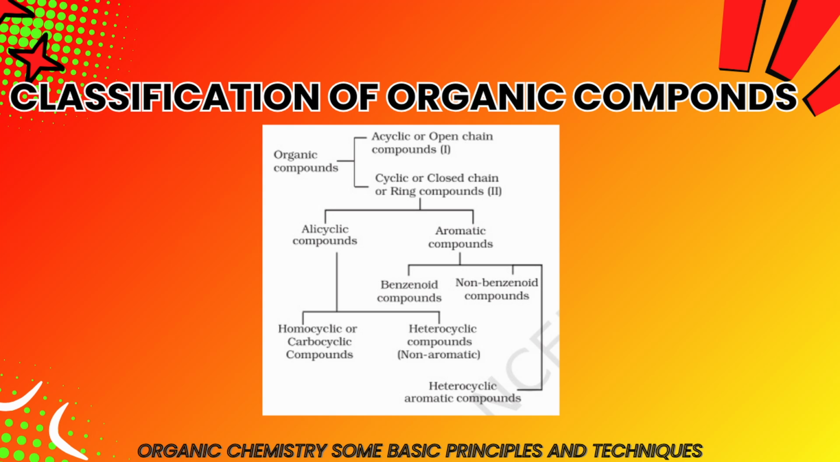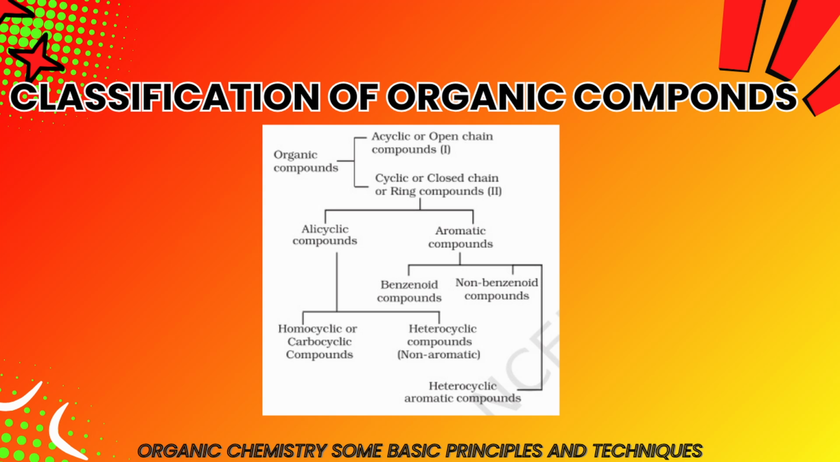Next, we have cyclic compounds. Cyclic compounds are further divided into alicyclic and aromatic compounds. Alicyclic compounds are aliphatic cyclic compounds. These contain carbon atoms arranged in a ring structure, such as cyclopropane, cyclohexane, and cyclohexene. In some cases, the ring can also include heteroatoms like oxygen, nitrogen, or sulfur. Such compounds are called heterocyclic compounds.